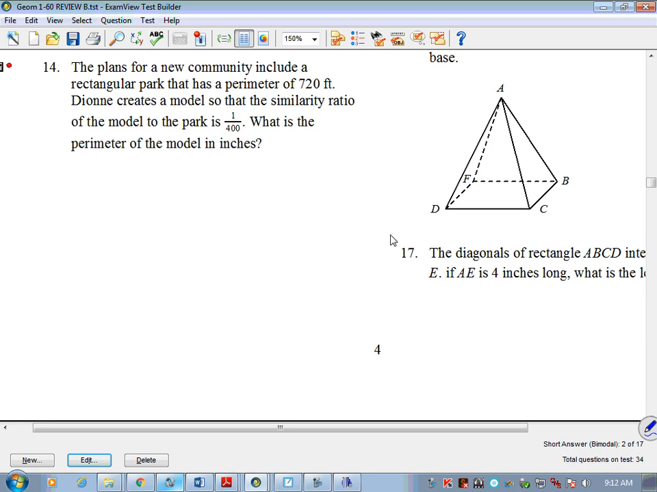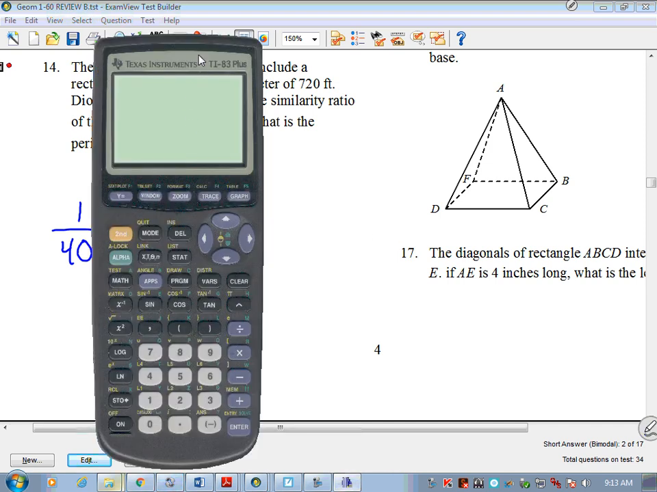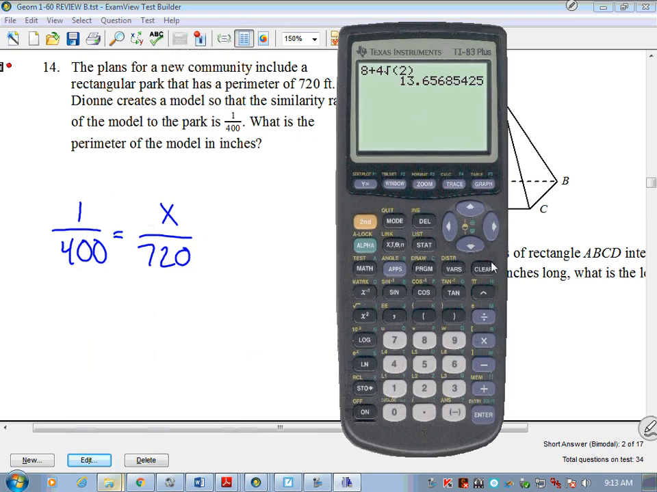All right, what you have to remember about this is that scale factor is proportional to the ratio of the perimeters. So if I've got 1 over 400, I want to make sure that I put my 720 feet for my park down here and solve for inches up there. So really it's 1 times 720, which is 720. 720 divided by 400. Okay, it looks like, to me, like 1.8 inches.